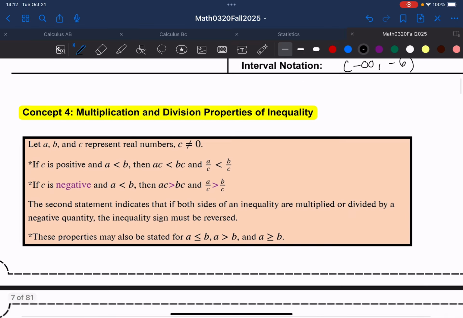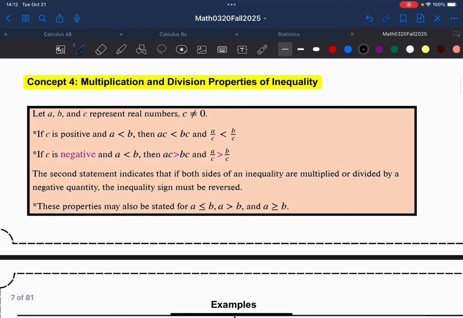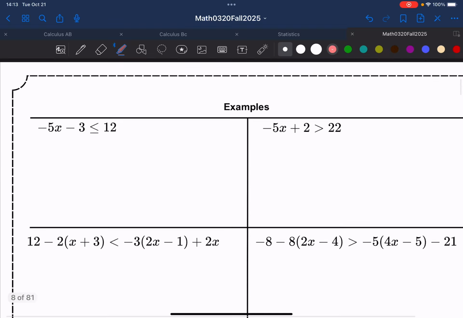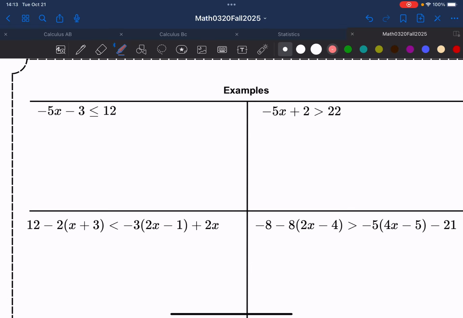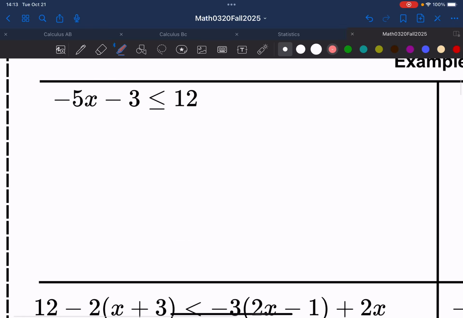Okay, the next concept here is multiplying or dividing inequalities. The big thing here is this right here. If both sides of an inequality are multiplied or divided by a negative number, the inequality sign must flip. Okay, so if we multiply or divide by a negative number, the inequality will flip. If we don't, then the inequality stays the same.